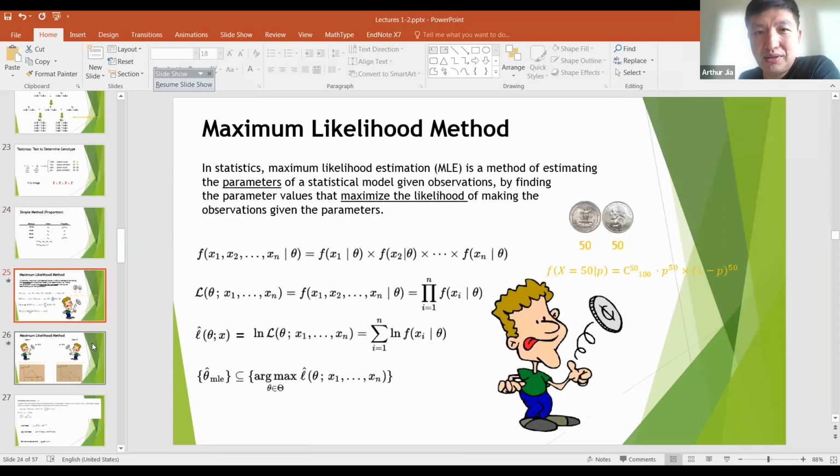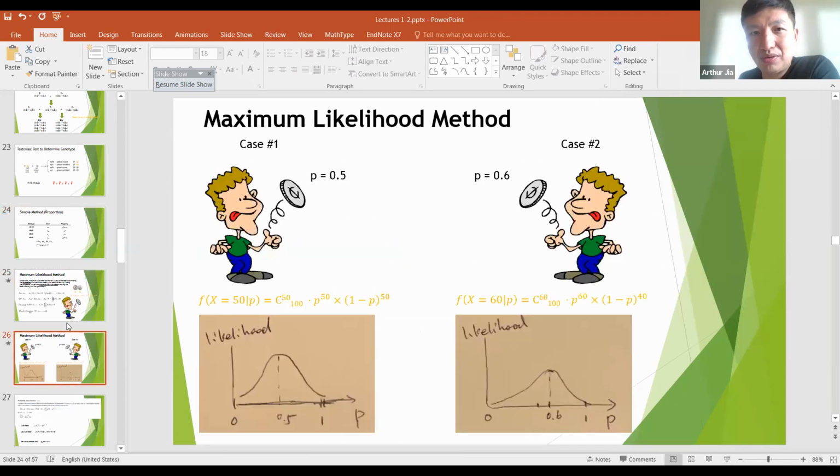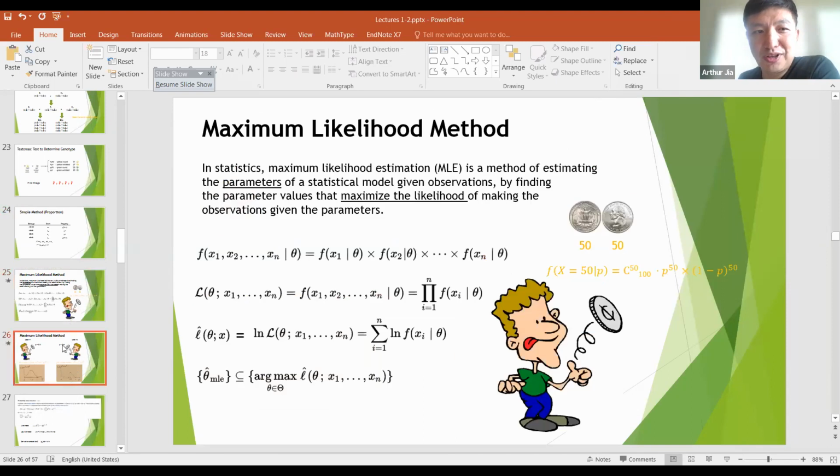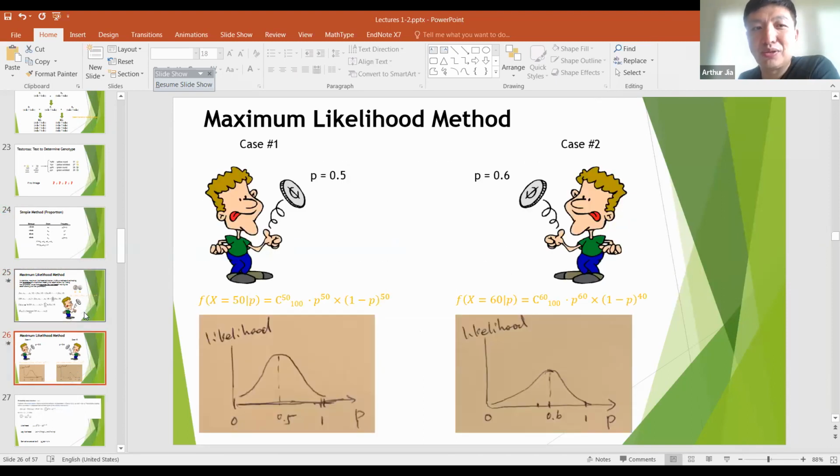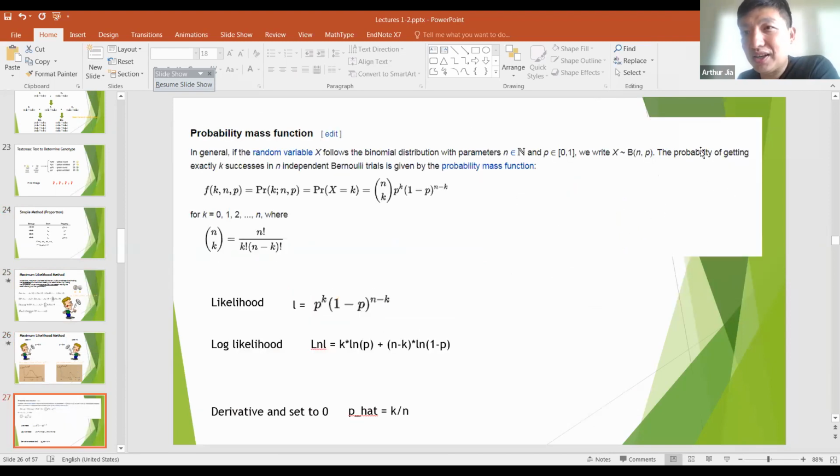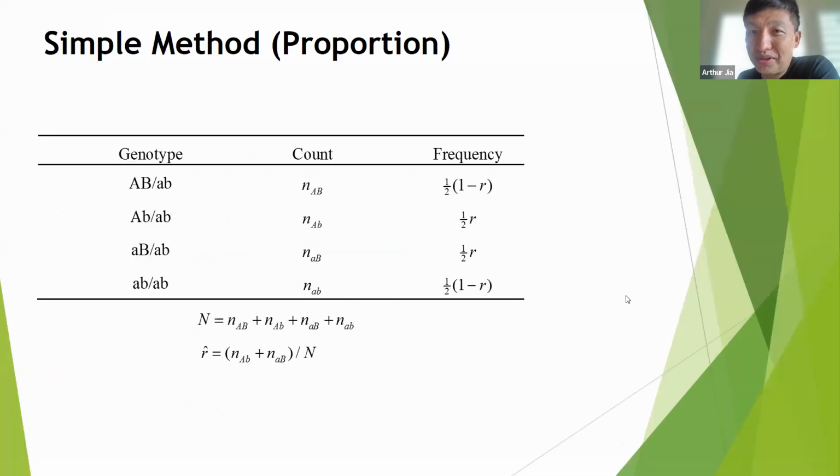Then we use this simple example to show how tossing a coin is kind of equivalent to what we do for this backcross design. Now this part is important. It's very likely, the probability is very high, that you will see some questions related to this one in your exam.